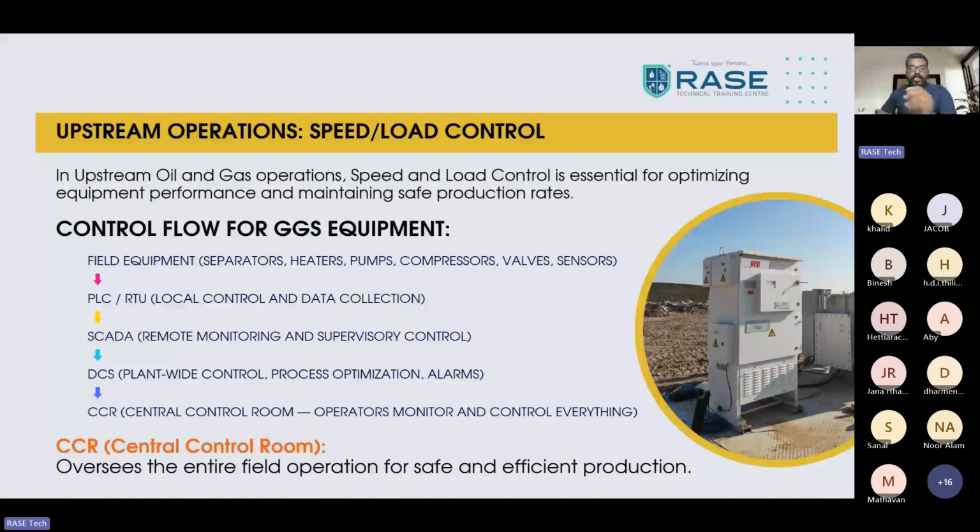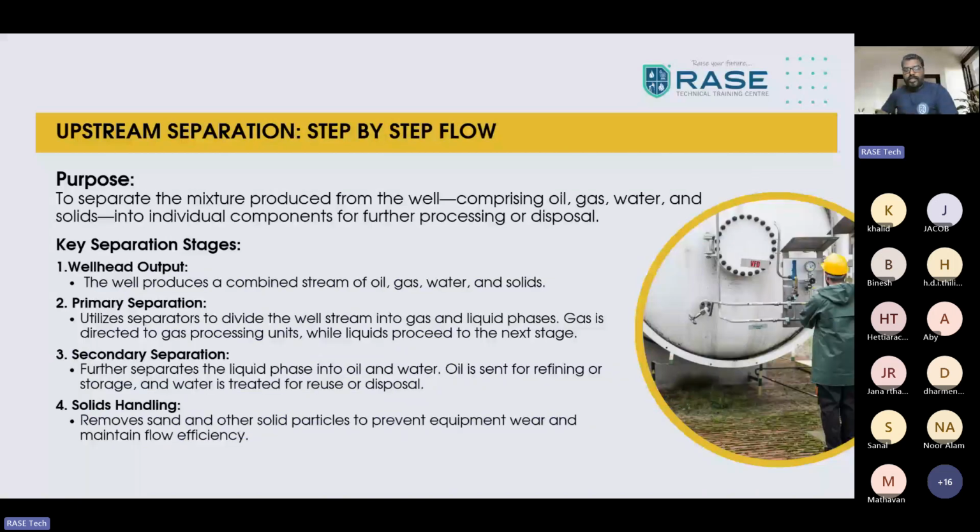So the upstream operation is set up by the flow setup. You can see the purpose: to separate the mixed product produced from the well. You know the well is drilled, and fluid comes from the reservoir to the surface as a mixture, containing oil, gas and water, all mixed together, called crude oil. This crude will come in, and must be separated into individual components for further processing or disposal. So this is the key separation stage. The product comes together as a mixture, and we need to separate it.